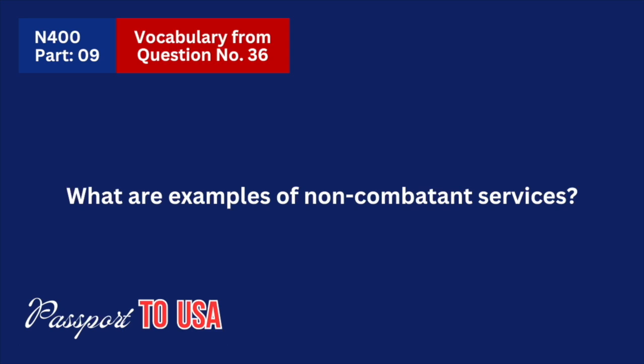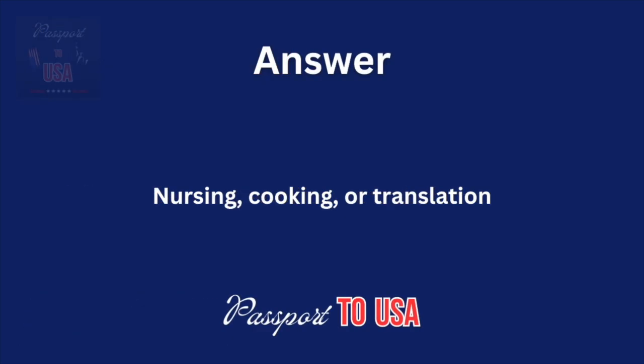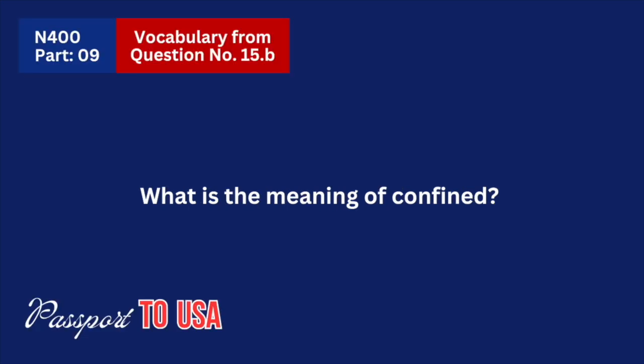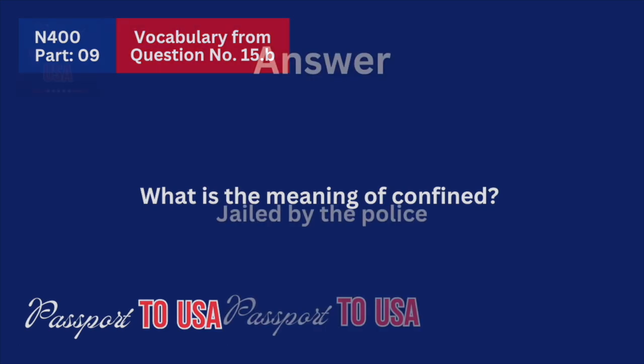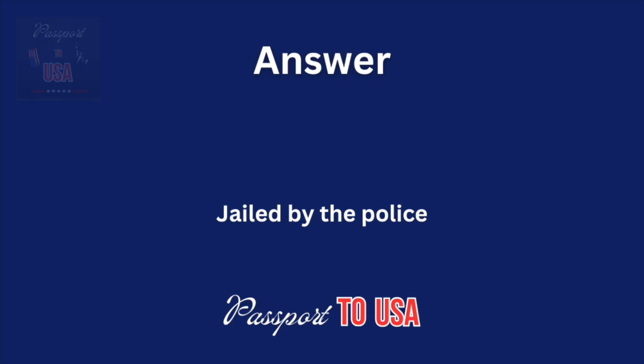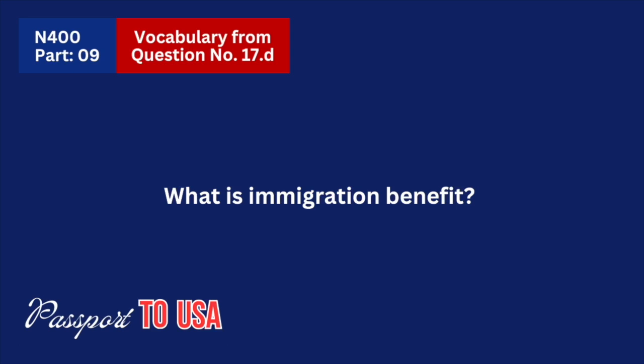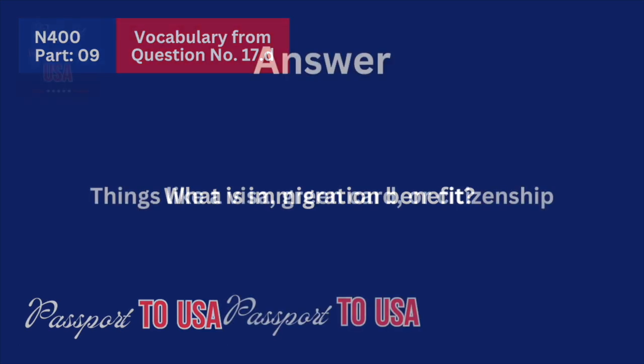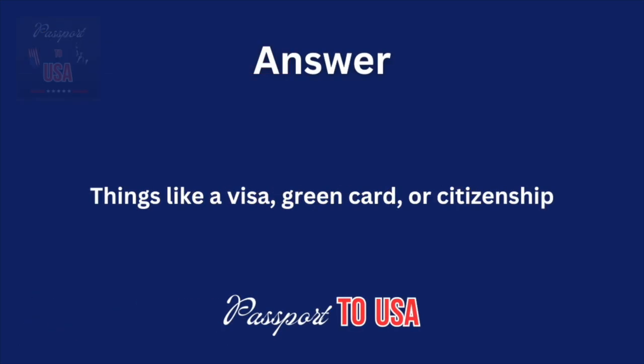What are examples of non-combatant services? Nursing, cooking, or translation. What is the meaning of confined? Jailed by the police. What is immigration benefit? Things like a visa, green card, or citizenship.